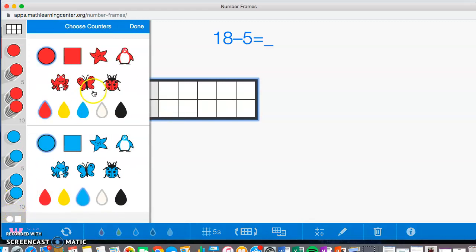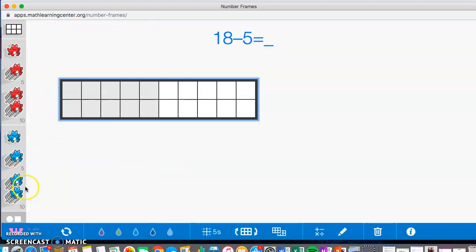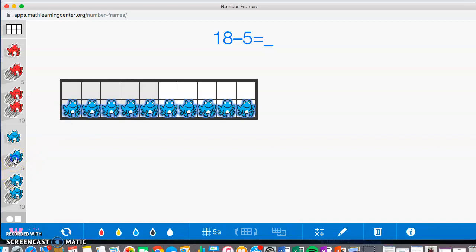Let's see, let's do the frogs. Okay, so we're gonna do 18 frogs. So we're gonna do 10, and we're gonna do 5. Let's move them over. 6, 7, 8. All right, so right here in this box shows 18 frogs.